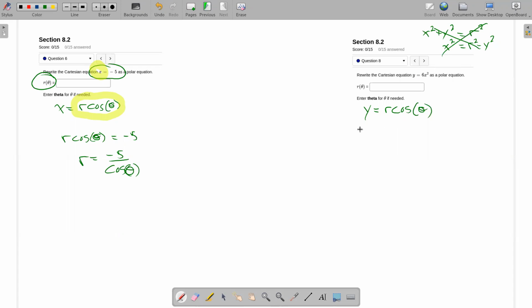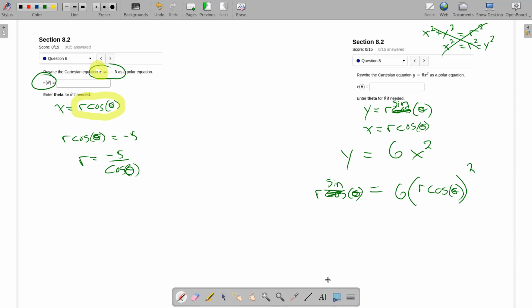So like I did over here, I'm going to use the x equals r cosine theta substitution to get rid of that x. I'm starting with y equals 6x squared. I'm replacing y with r sine theta. Then I have 6 times parentheses squared, and instead of an x, I have r cosine theta here. I have to square that, so that's going to give me 6 r squared cosine squared of theta equals r sine of theta. And then I have to solve this for r.